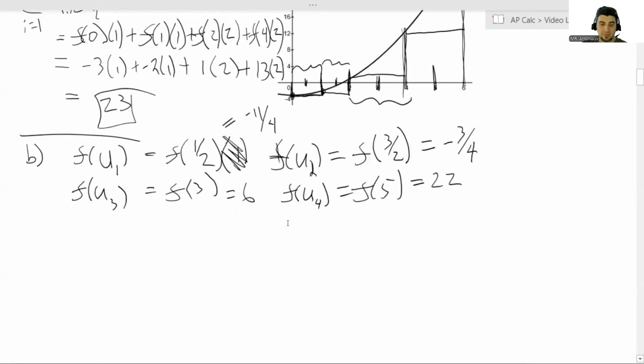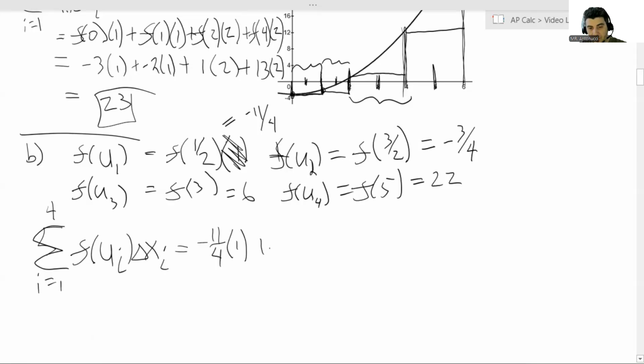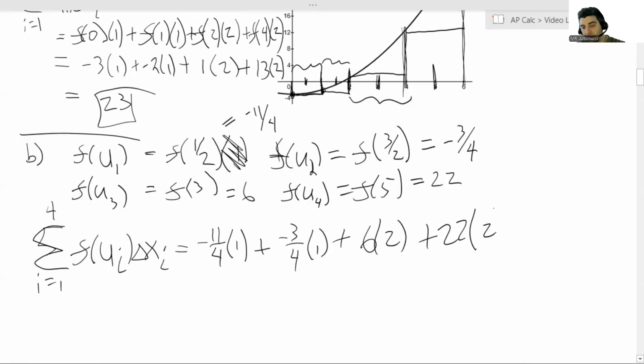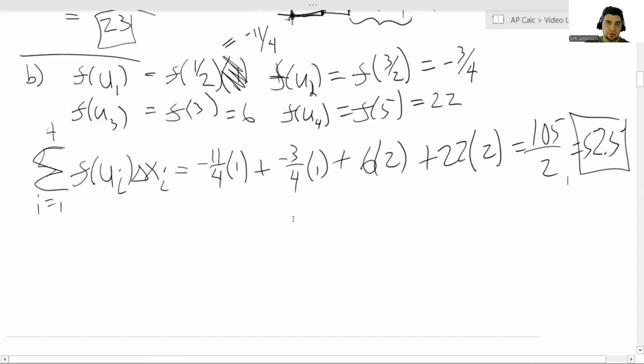Now for the Riemann sum, we're just going to add those function values and multiply each one by the width of their respective subintervals, so f of ui delta xi. So now we're going to have -11/4 times 1 plus -3/4 times 1 plus 6 times 2 plus 22 times 2, which is going to end up being 105/2, or 52.5 for that one. Okay, so that's it for this piece.